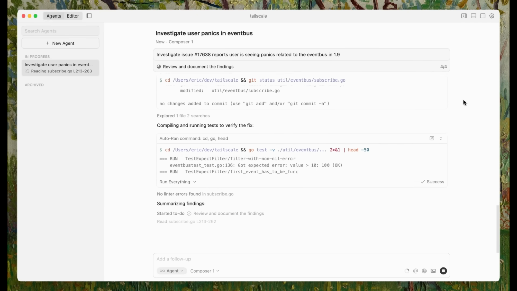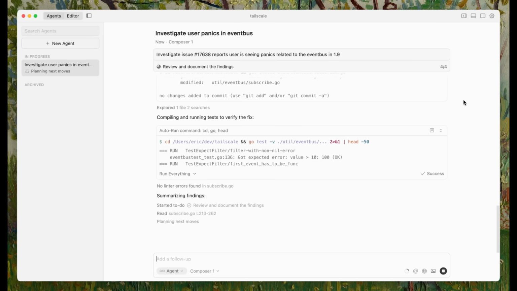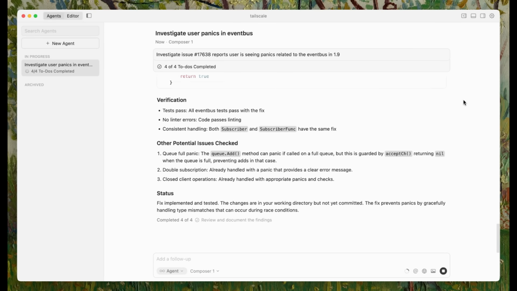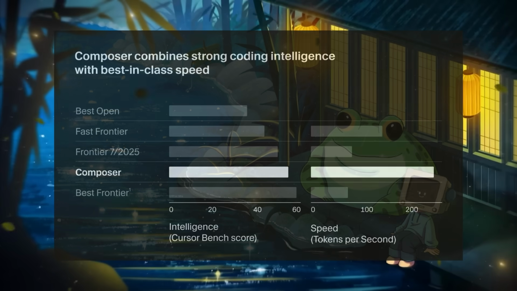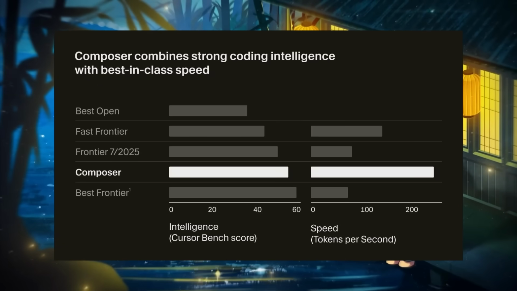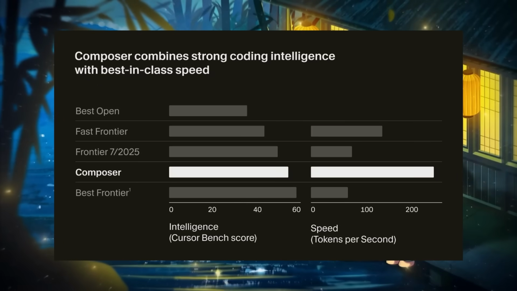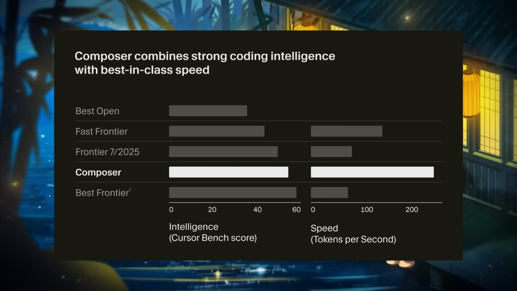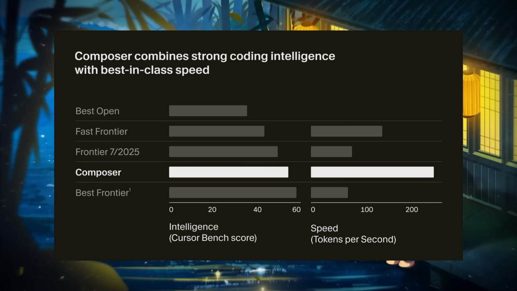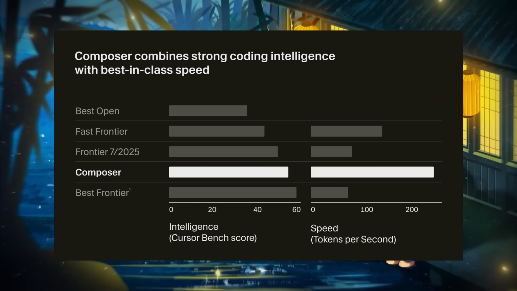Composer handles the entire debugging process seamlessly, so it can ensure that the fix is properly implemented and verified before moving on. But you can see that this Composer model is an agent model built for speed and software engineering intelligence. It's achieving 4 times faster generation than similar models, and it's trained through reinforcement learning on real-world coding challenges in large code bases.